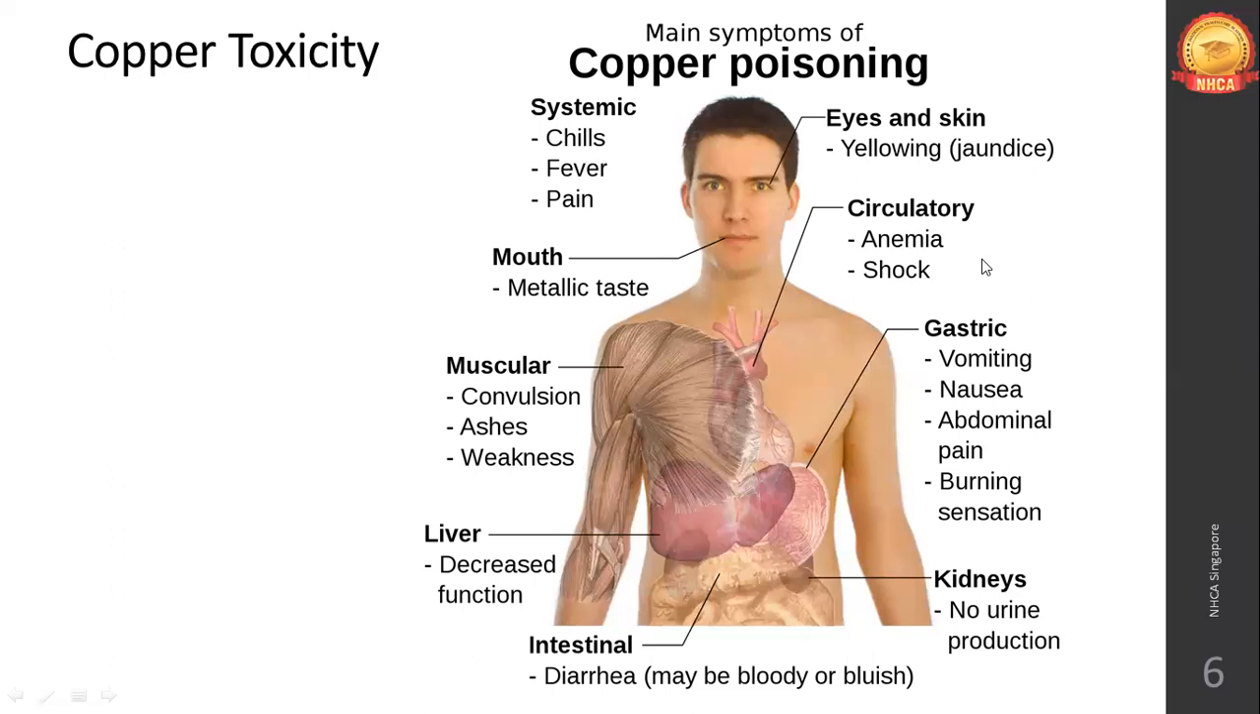Okay, gastric level: vomiting, nausea, abdominal pain, burning sensation. All the GI symptoms can take place here. Kidneys: lack of urine production. Intestine: diarrhea. It could be bloody diarrhea or bluish diarrhea. Liver: decreased function because hepatocytes are under-functioning. Okay, some of these signs and symptoms are common in other disease conditions as well.